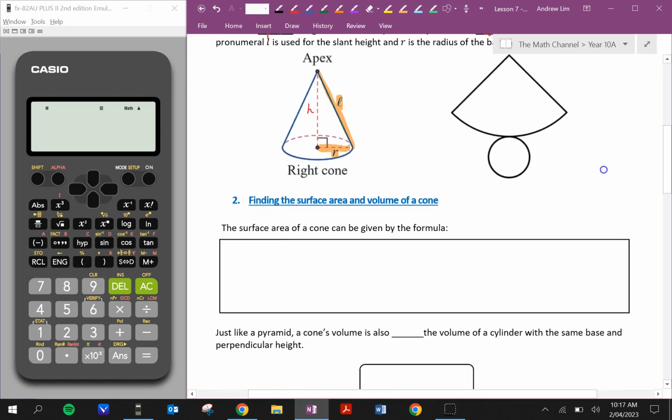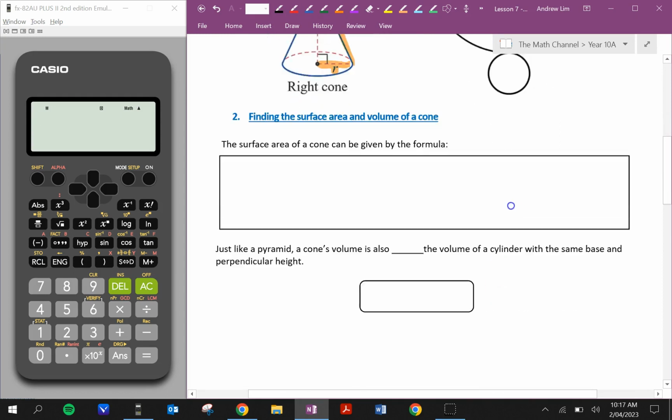Alright. So finding the surface area and volume of a cone. The surface area of a cone can be given by the formula: surface area is equal to pi r squared plus pi rl. So we can see here that the pi r squared is the area of the circle. And here pi rl is the area of the sector that forms the curved surface.